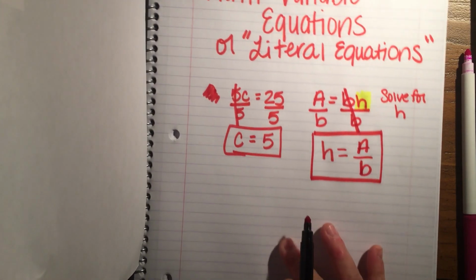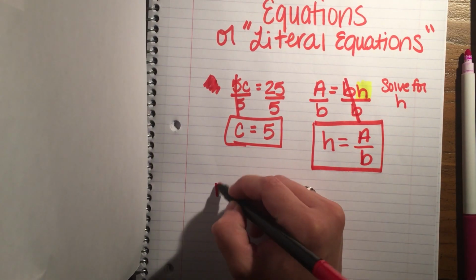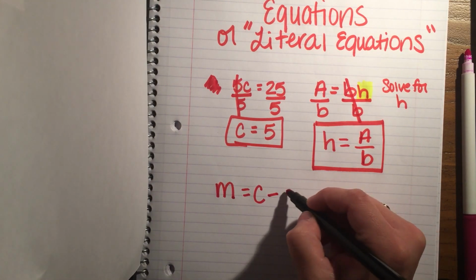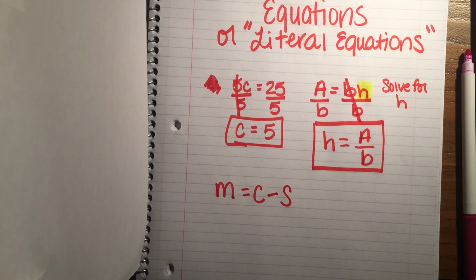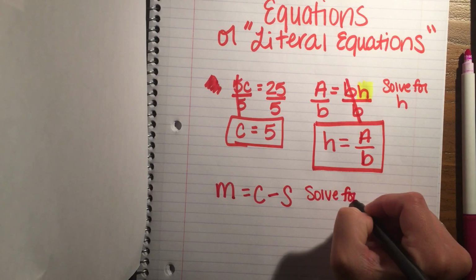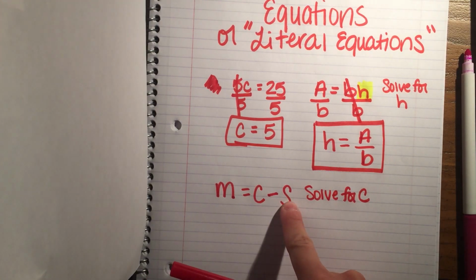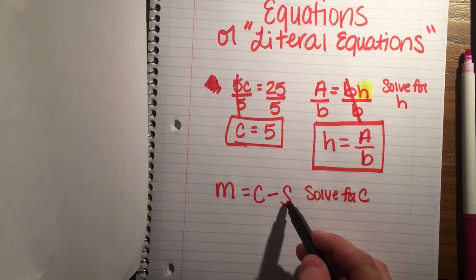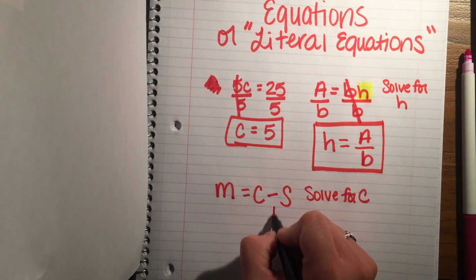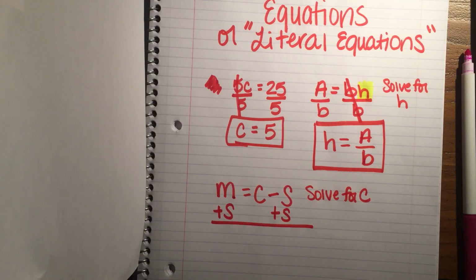Let's try another one. If we have m equals c minus s, I want to solve for c. Well, we know from our one- and two-step equations that if we have a subtraction problem and we want to move the s to the other side, we have to use the opposite operation, which would be addition. What we do to one side, we have to do to the other side.